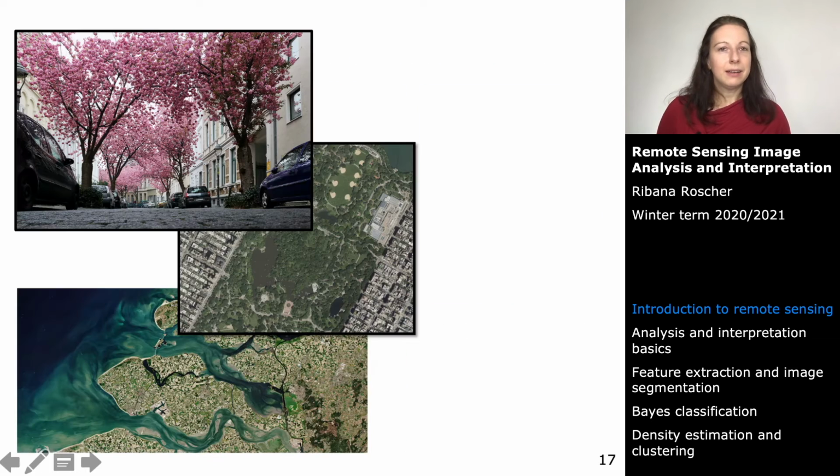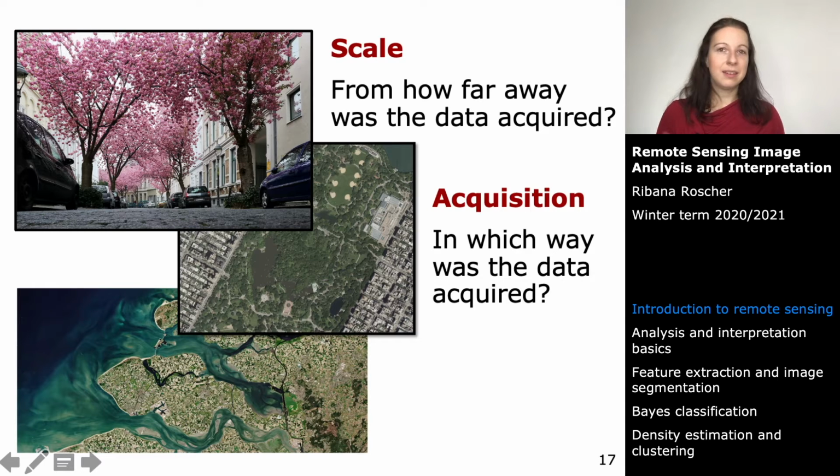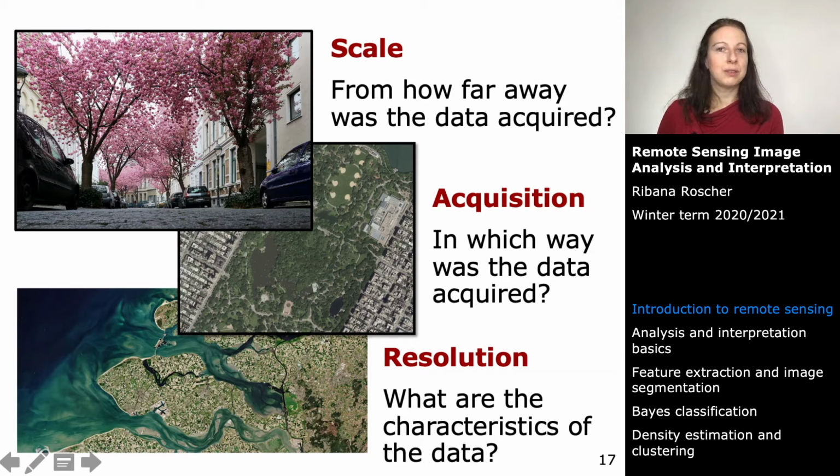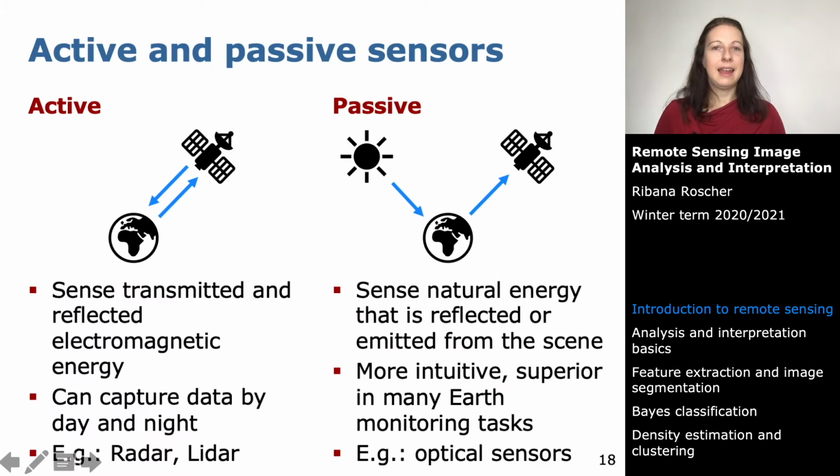So let's come back to our images. We already talked about the scale, and now the next question was, in which way was the data acquired? So how has the acquisition process been done? In the last part, I talked about the resolution, and the next part is the acquisition. So let's have a look at the acquisition.